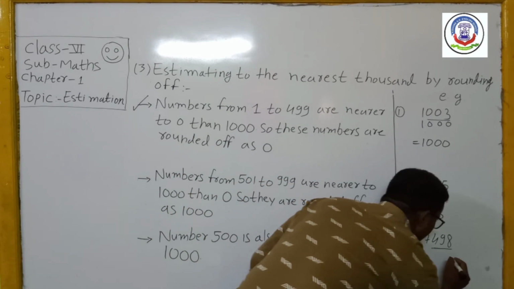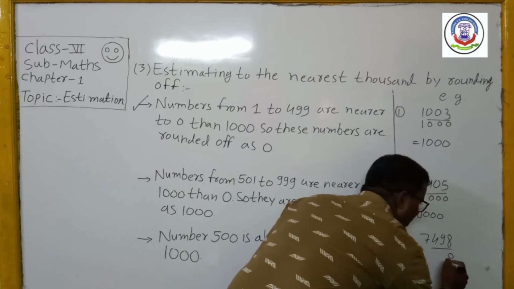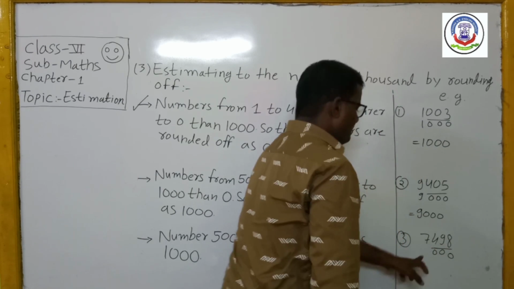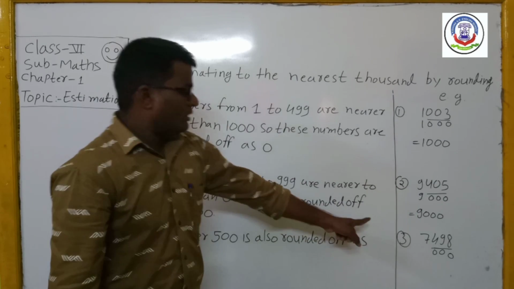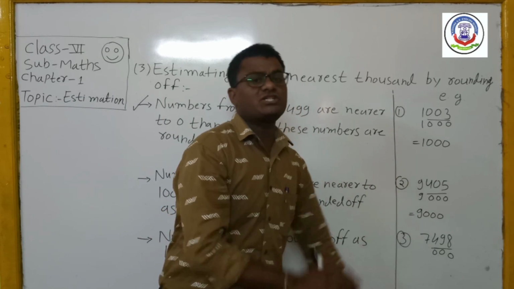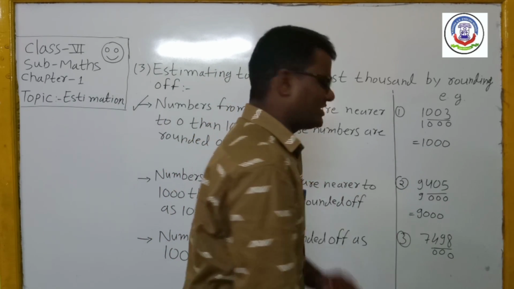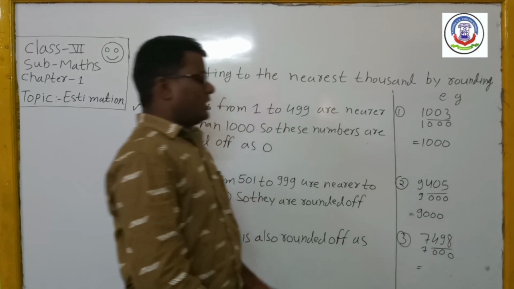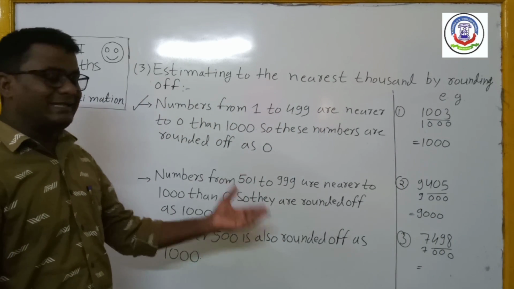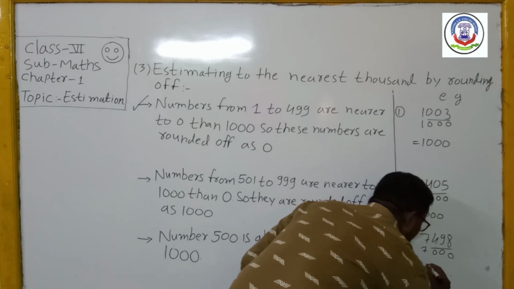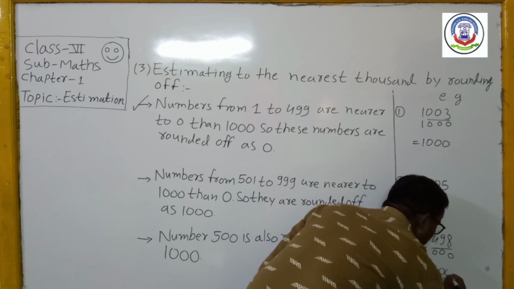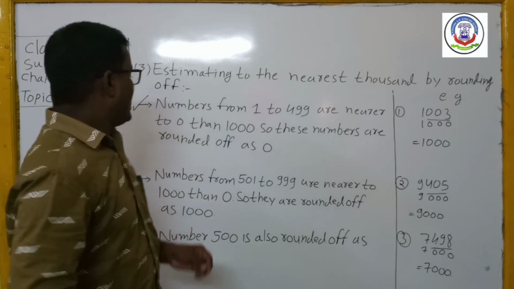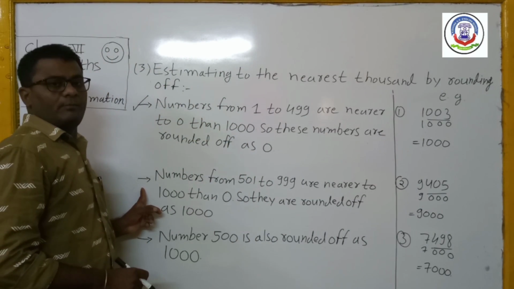I will write 0 below 8, 0 below 9, 0 below 4. Now there is no change in the thousand place digit, so I will write 7 as it is. So our required rounded off number to the nearest 1000 will be 7000.